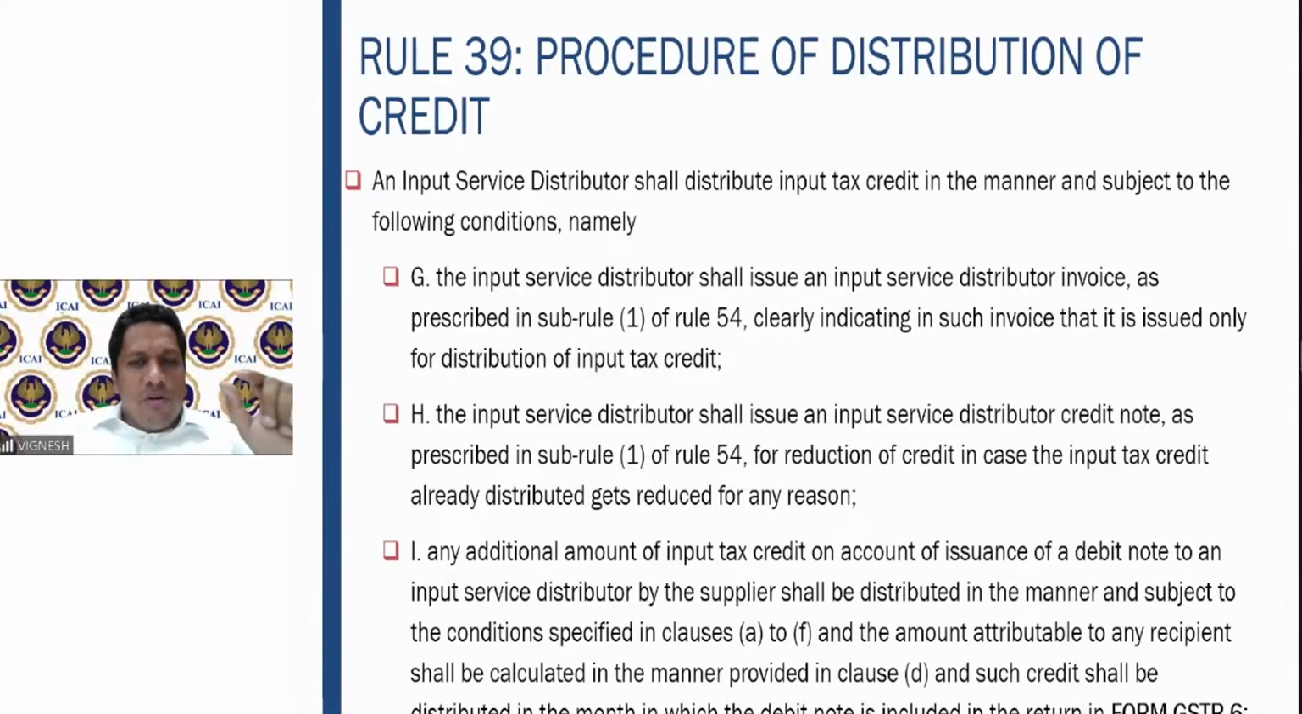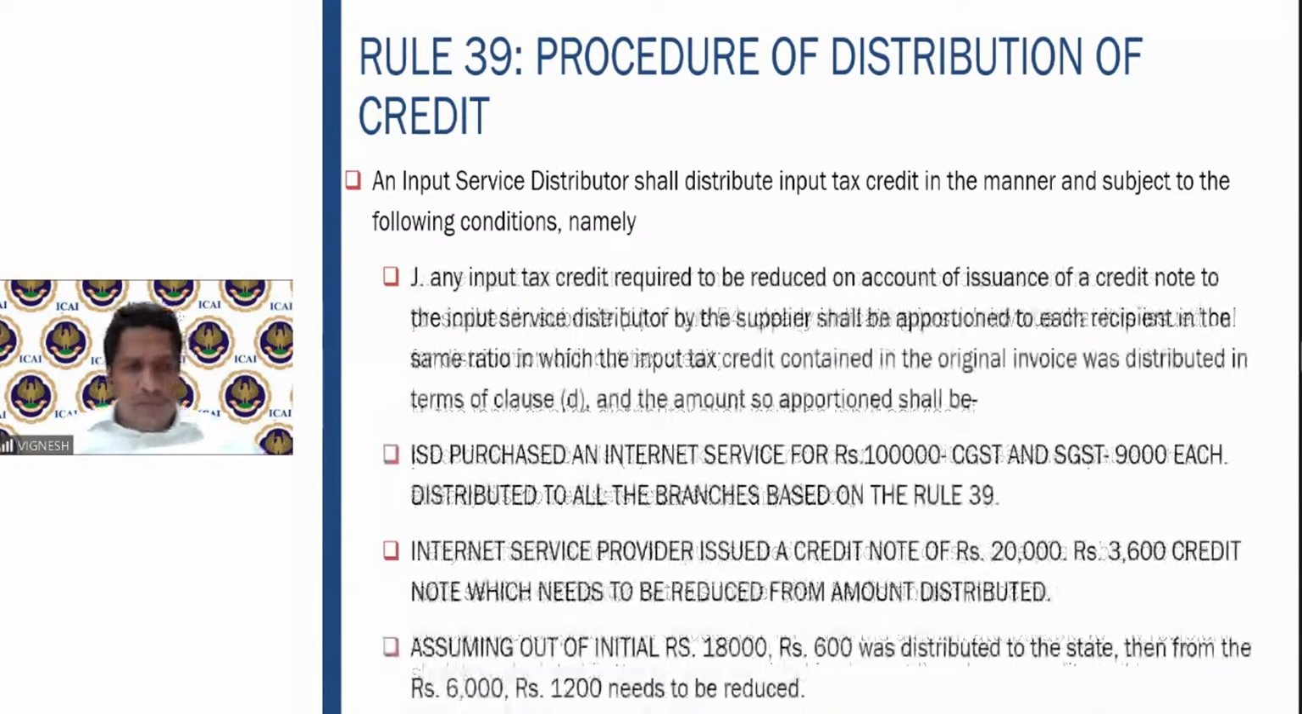Whatever credit note is there for reduction of credit, he will raise that. Then sometimes input tax credit will be distributed on a lesser scale. Instead of distributing the entire amount, due to some reason, he will distribute a lesser amount. In that case, the additional amount of ITC on account of issuance of a debit note will be distributed in the manner and conditions A to F. The amount attributable shall be calculated in the same way as for regular input tax credit, and whenever the debit note is issued, you will have to distribute the credit and indicate that clearly in form GSTR 6.